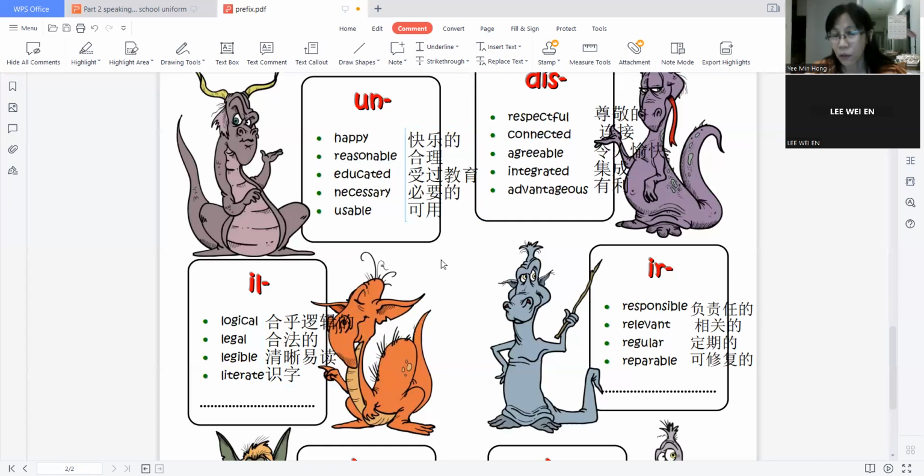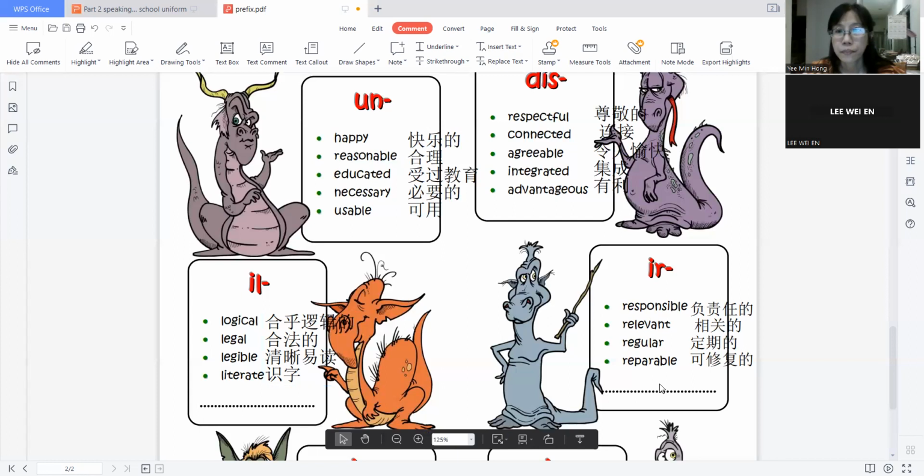I will send this to you, so you can either print it out or write it down. You don't need to worry that you do not have enough time to write down this vocab. Okay, I will send it to you. You have a printer, right? Yes. So you can print it out and try to memorize these words. All right, next one. IR, can you read this one?